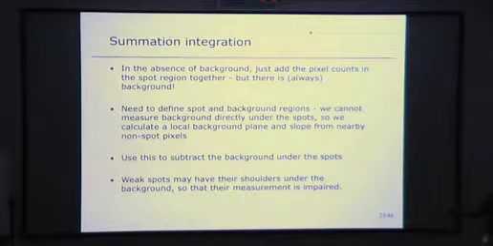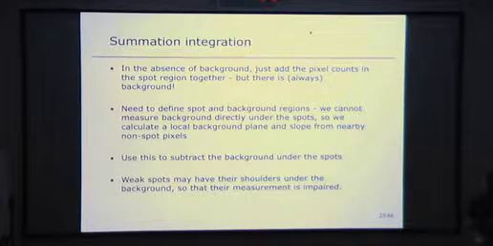If you look at data sets collected with Pilatus detectors with fairly short exposures, very often these days you will see you get 0 counts in your background. And summation integration is what we do for processing Pilatus images mostly. We still need to define the spot and the background regions. As I said, we can't measure the background directly under the spots. So we calculate a local background plane and a slope from nearby non-spot pixels. So we don't have a rough background. We calculate the background as being a smooth plane that is at some angle to the overall background that's on the image.